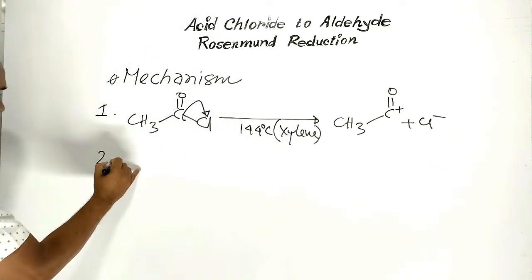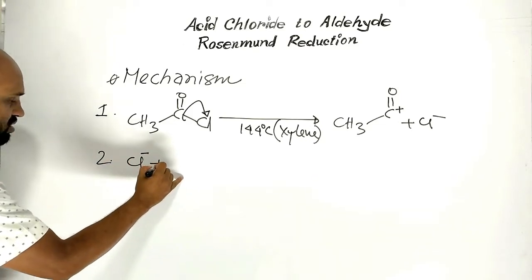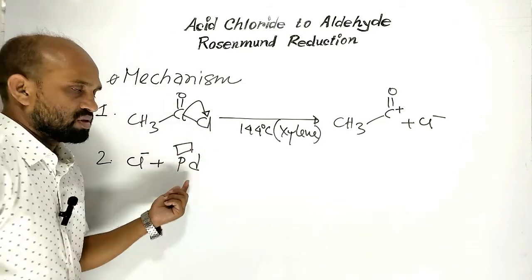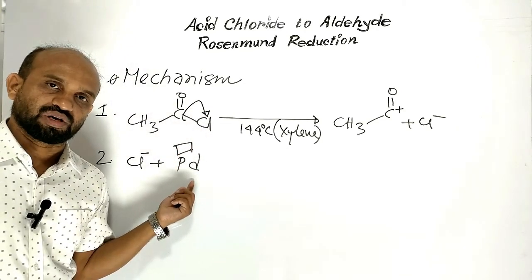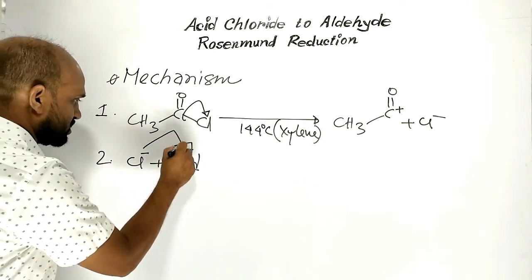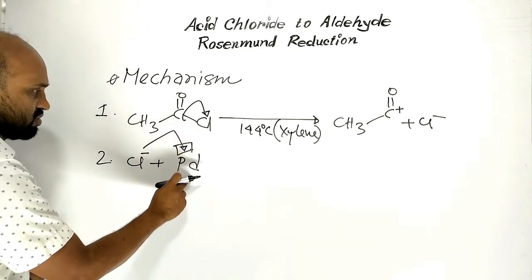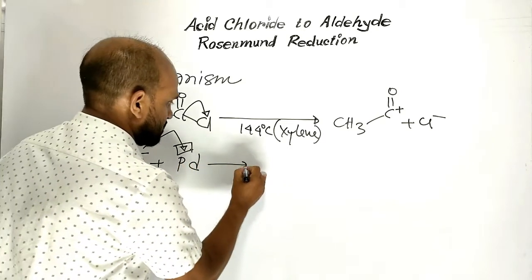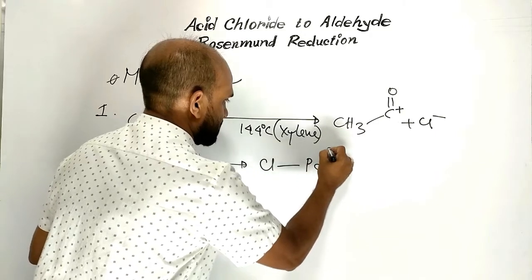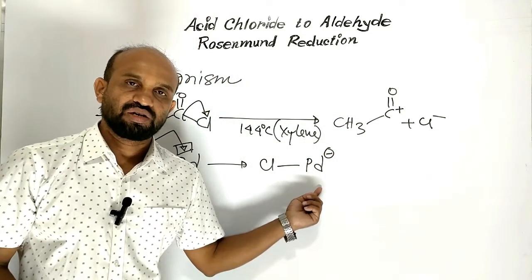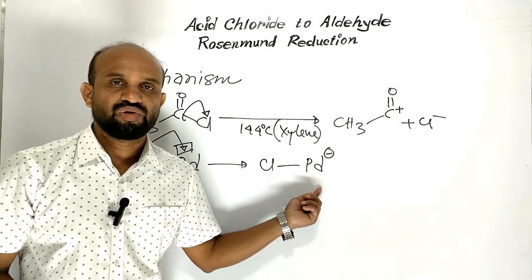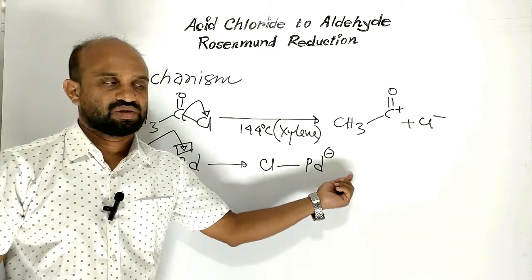Step 2. Chloride ion combines with palladium that has a vacant orbital. This chloride ion forms a coordinate covalent bond with palladium. Then this is formed, chlorine palladium minus. Here palladium received one pair of electrons. That is why there is a negative charge over palladium.